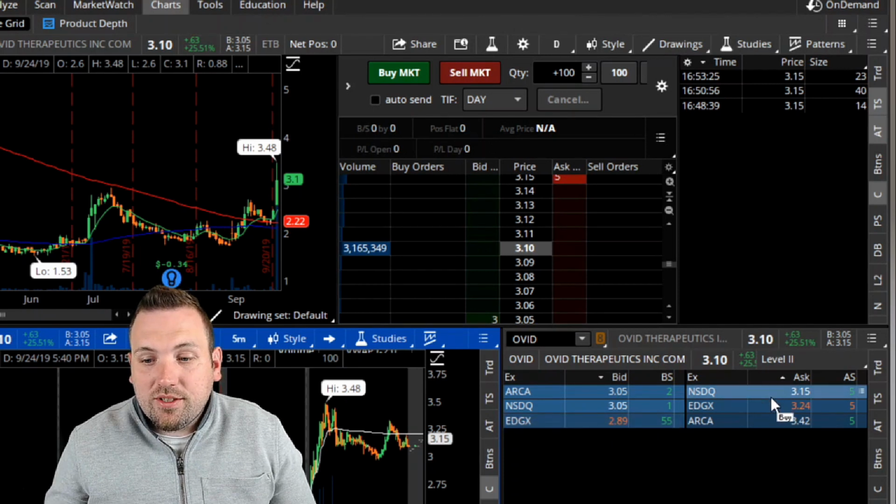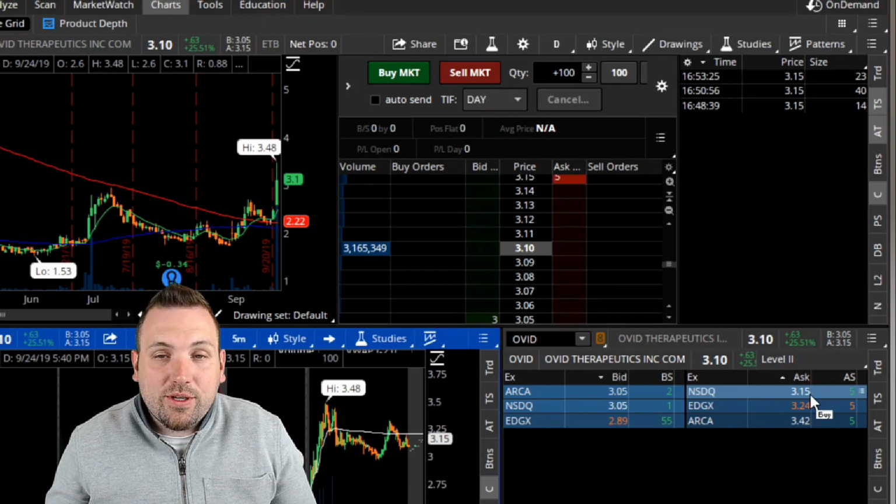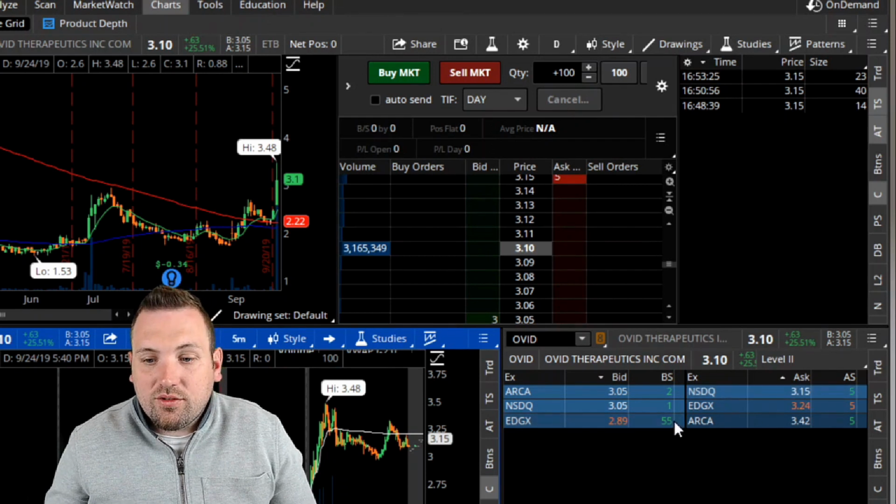So same thing with the selling side. If there was 5,500 shares over here at 315, then 315 would be resistance because you have a whole lot more sellers than buyers. So it's going to take a ton of buyers to come in to break that 315.